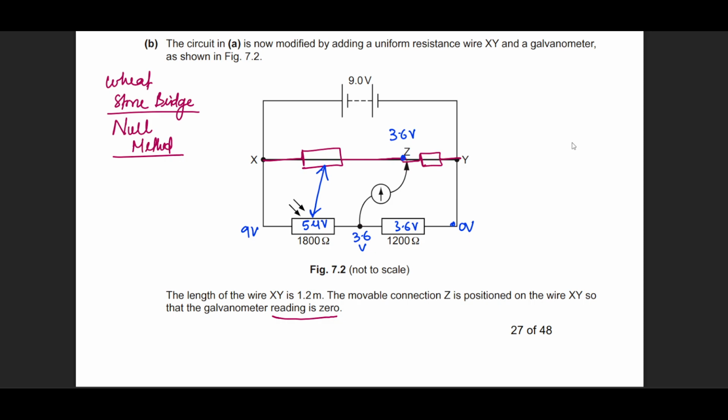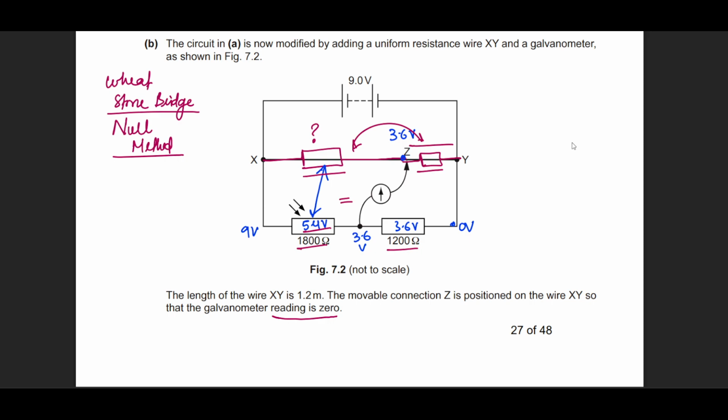What do we mean by the ratio? Ratio means that the ratio between 1800 and 1200 will exactly be the same as the ratio between RZY and RXZ. However much voltage is being consumed by this piece of wire will be 5.4 volts, and however much voltage is consumed by this piece of wire will be 3.6 volts. So there will be a ratio amongst each other which is going to be equal to the ratio of 1800 and 1200. This is what the Wheatstone bridge concept was all about.